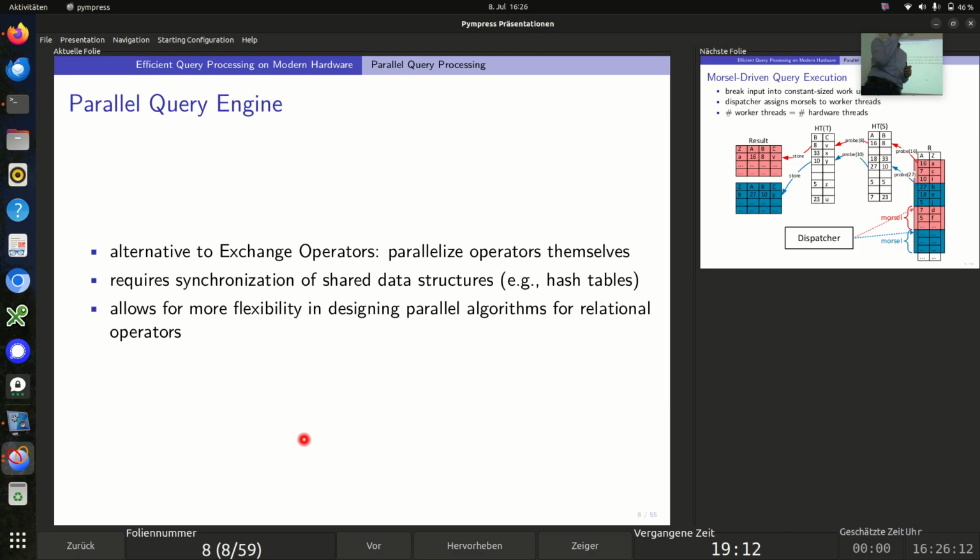Okay, so then the next idea is, how can I parallelize the operators instead? So instead of adding some exchange operators, the idea is I parallelize each single operator. And therefore I need some shared data structures, for example hash tables that allow for parallel inserts and parallel accesses. And yeah, this is more flexible.